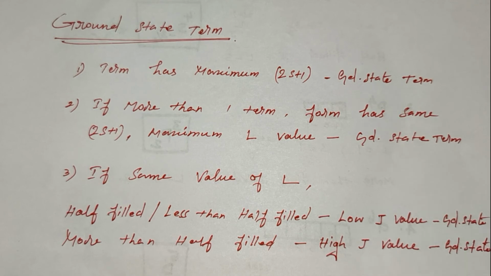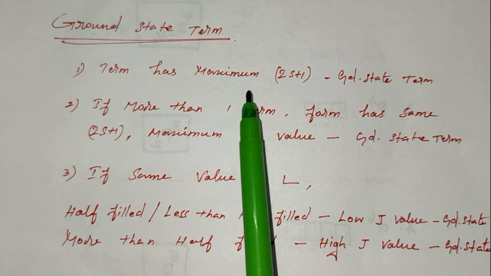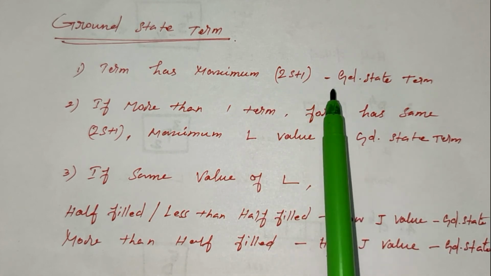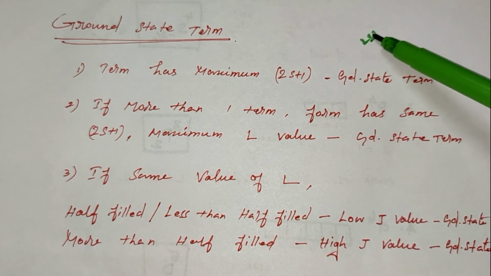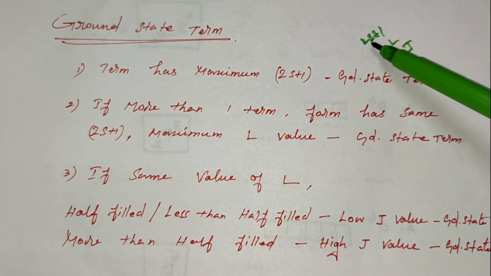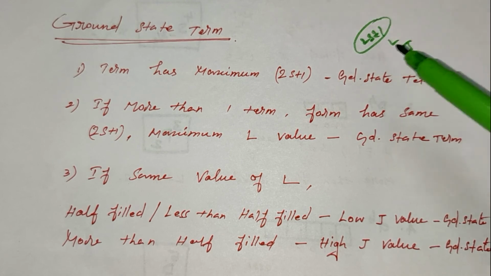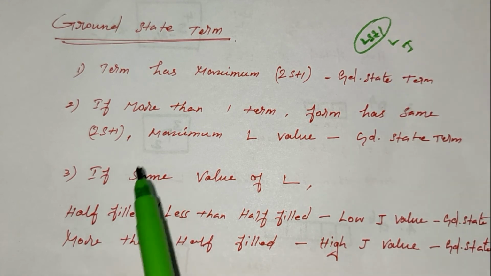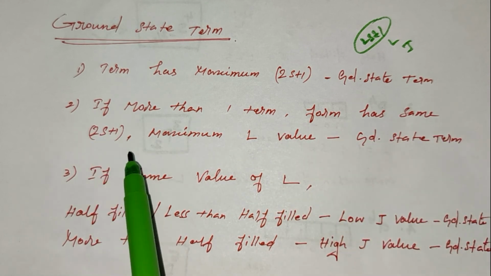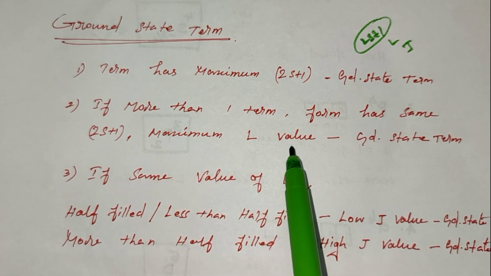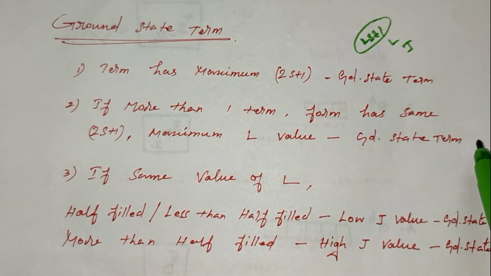These are some tips to calculate the ground state term. The term that has the maximum 2S plus 1 value is the ground state term. The 2S plus 1 is the superscript. The term with the maximum 2S plus 1 value will be the ground state term. If more than one term has the same 2S plus 1 value, the maximum L value gives the ground state term.